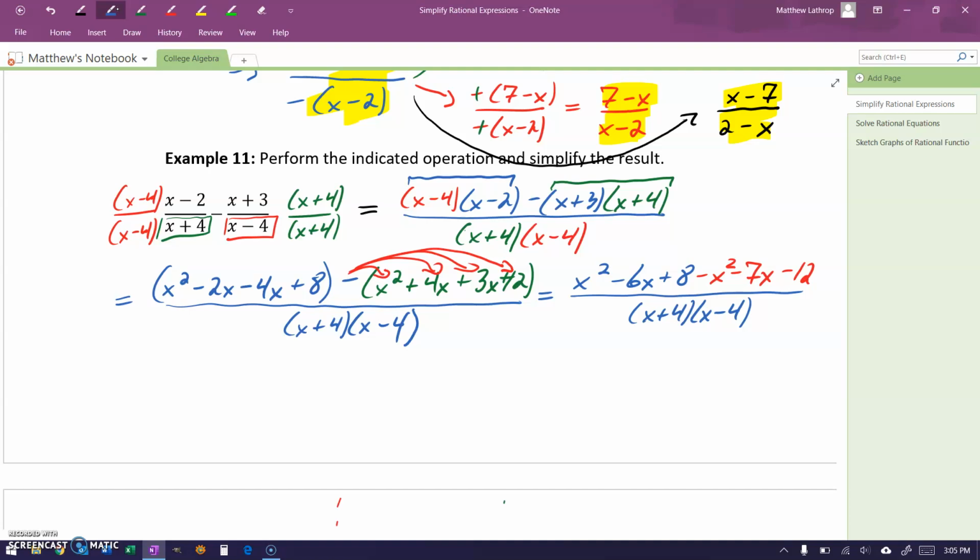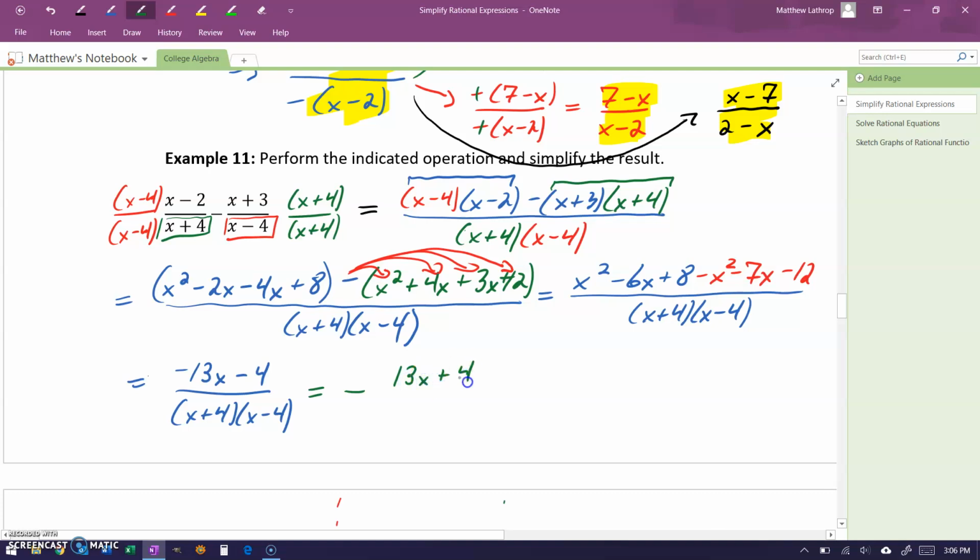From there, we'll look at simplifying by combining any like terms. Our x squared terms will cancel out, which will leave us with negative 13x minus 4 over x plus 4 times x minus 4. Or if we wanted, we could take one additional step and factor a negative out of those expressions in the numerator to write this as the opposite of 13x plus 4, all over the quantity x plus 4 times x minus 4.